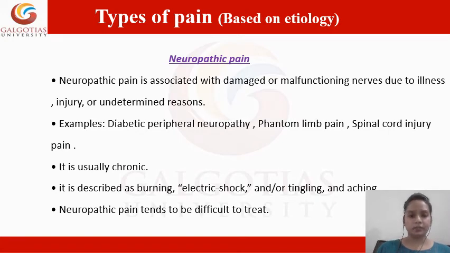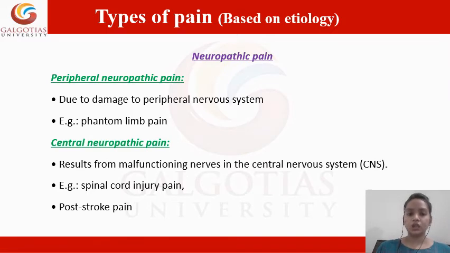Next is neuropathic pain. Neuropathic pain is associated with damage or malfunctioning nerves due to illness, injury, or undetermined reasons. Examples: diabetic peripheral neuropathy, phantom limb pain, spinal cord injury pain. It is usually chronic. It is described as burning, electric shock, or tingling and aching. Neuropathic pain tends to be difficult to treat.